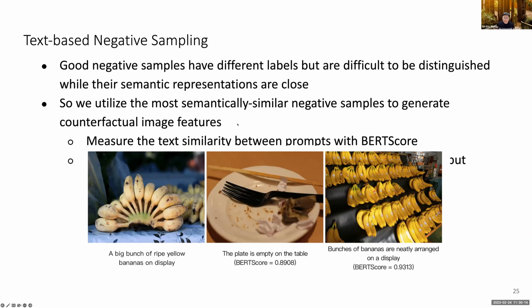Okay, and in order to do that, we need some negative examples, right? And of course, we can do random negative sampling, and it works. However, we argue that good negative samples should have different labels, but are difficult to distinguish while their semantic representations are close. So we utilize the most semantically similar negative examples to generate those counterfactual examples. To do that, we first measure the text similarity between the prompts with BERT score, and then choose the negative samples with the highest BERT scores.